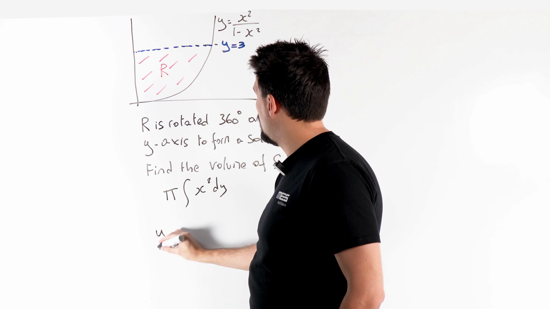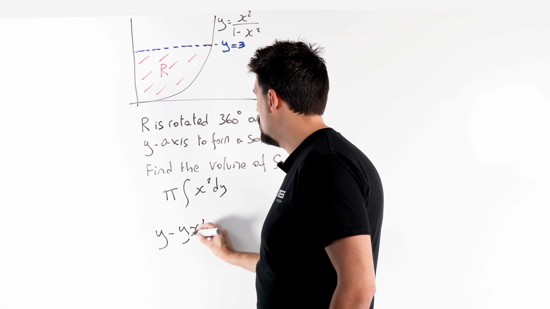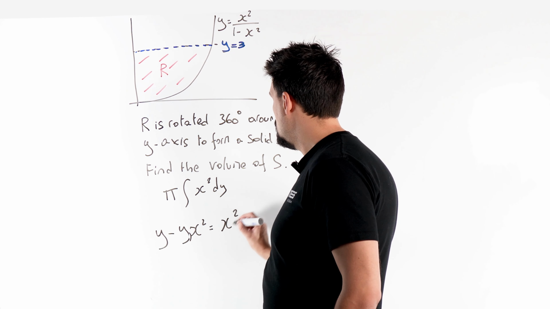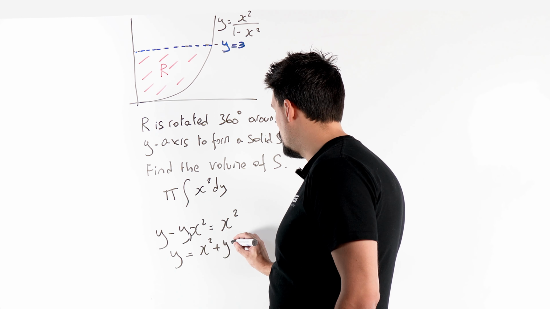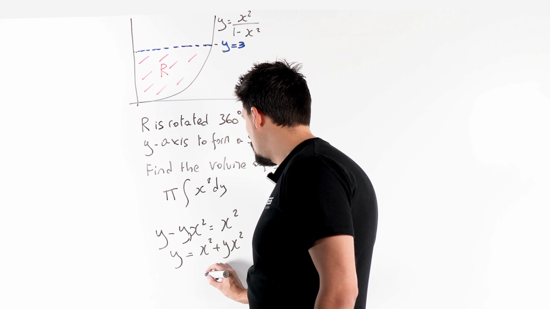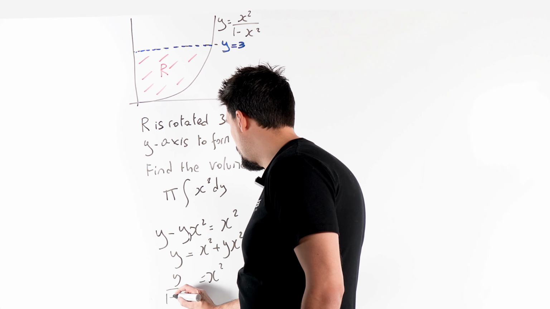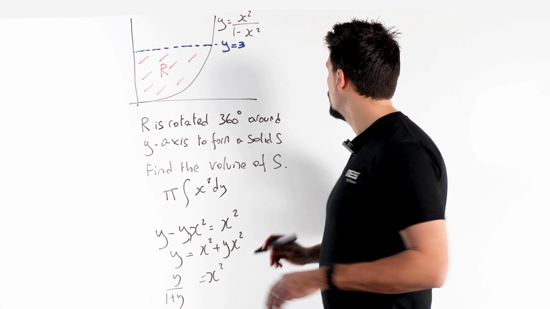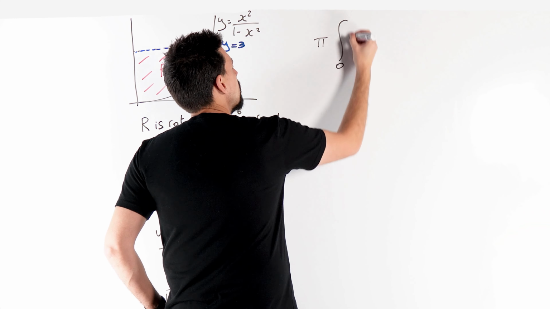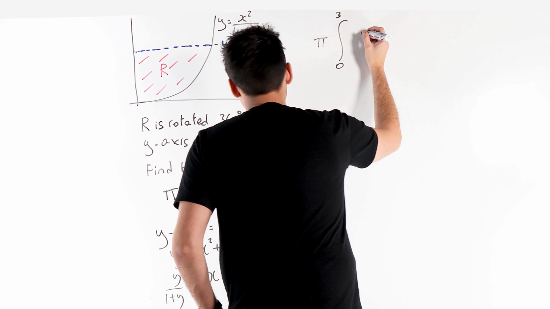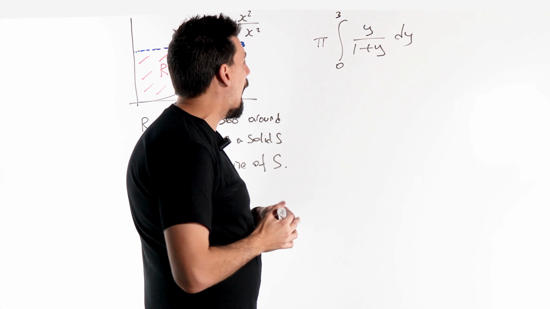So let's multiply that up to get y minus y times x squared is equal to x squared. So y is x squared plus y x squared. So if we factorize and divide, we get x squared is y over 1 plus y. All right, we've done the hard part. So we need to integrate. Now, y is going from 0 to 3. Y over 1 plus y.